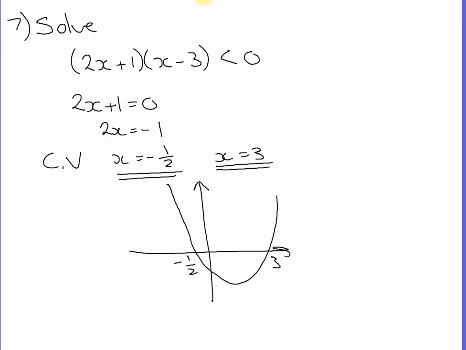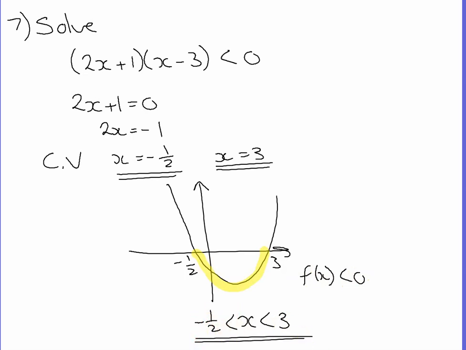And we want all the values lower. So we want all the values below 0, which are here. So how do we write that? So we use a compound inequality, and we're looking lower than 3, but bigger than minus a half.